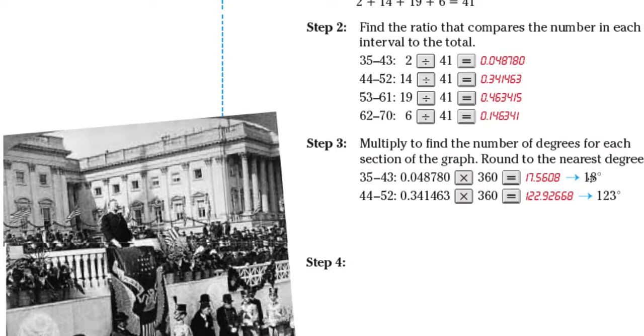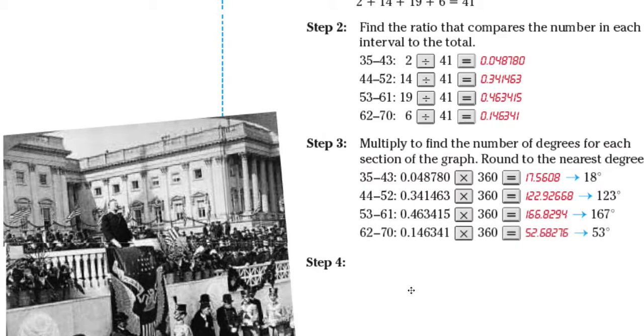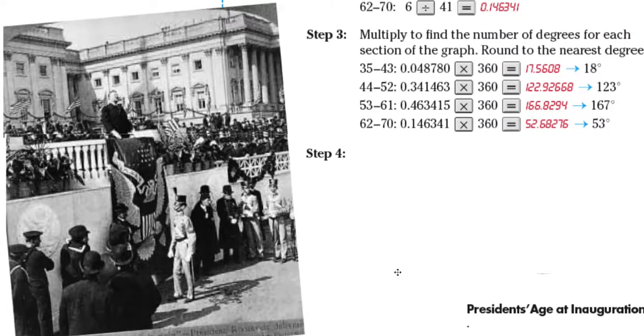So for interval 35 to 43 right here, we multiply that number with 360. It's roughly 18 degrees. 44 to 52, we multiply that number with 360, 123 degrees, and we do the rest for the other 2 intervals. And these are your degrees, 18 degrees, 123 degrees, and 50 degrees. And now, let's draw our circle graph.